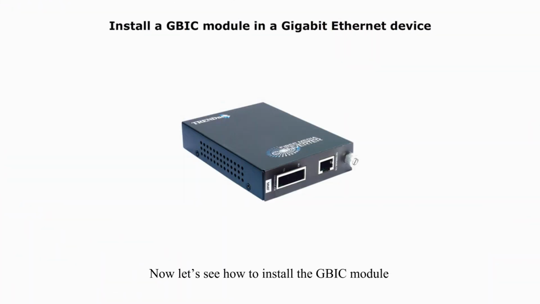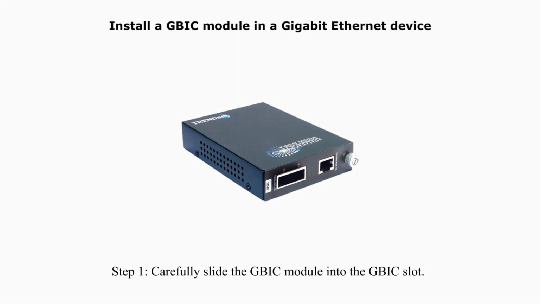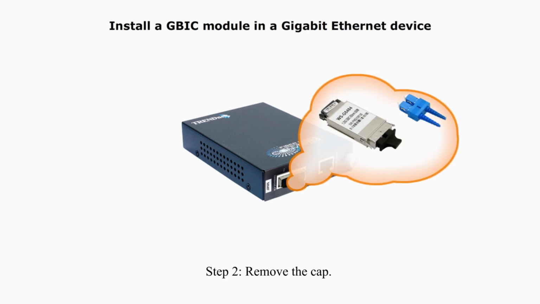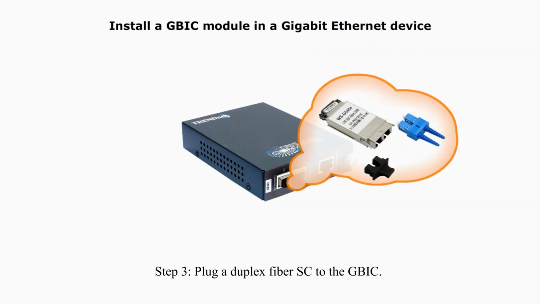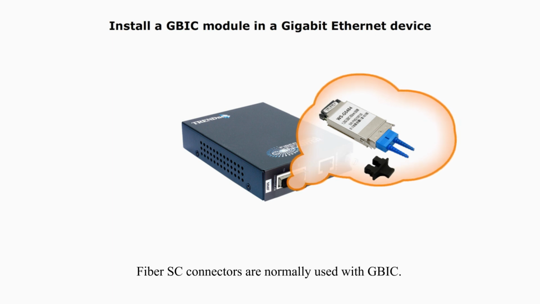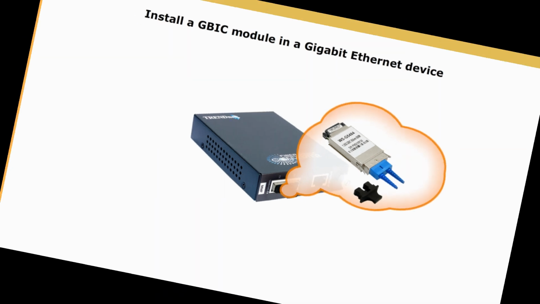Now let's see how to install the GBIC module in a Gigabit Ethernet device. For example, this device has two ports. The left side port is a slot for the GBIC module, and the right side port is a slot for a twisted pair RJ45 plug. Step 1. Carefully slide the GBIC module into the GBIC slot. Step 2. Remove the cap. Step 3. Plug the duplex fiber standard connector, or SC, into the GBIC. You can see the fiber SC connectors are normally used with GBIC.